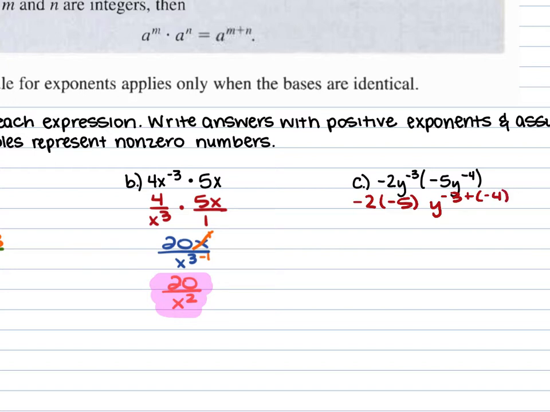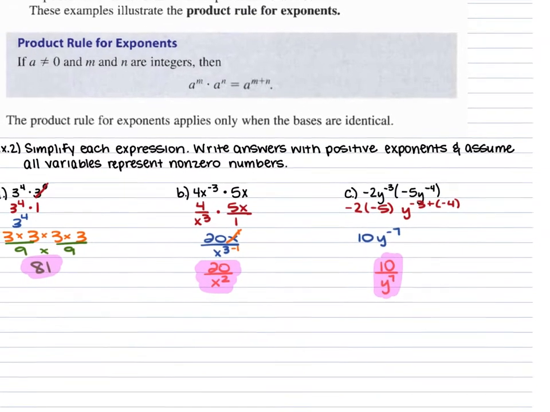negative 4. So the negative 2 times negative 5 gives us a positive 10. The y we keep, the negative 3 plus negative 4 gives us negative 7. That negative 7 for that power is only attached to the y, so you need to simplify this and take the reciprocal of that y to the negative 7th power to turn that negative 7 to a positive 7. So that 10 is going to stay on top, and the y to the 7th power will just go to the bottom of that fraction, and that 10 over y to the 7 would be your solution here.